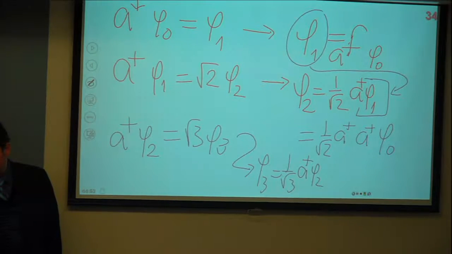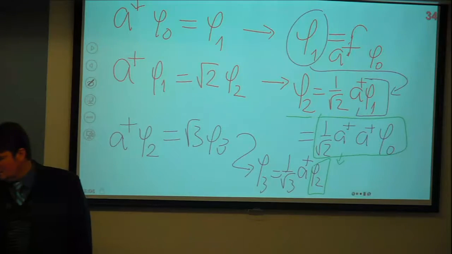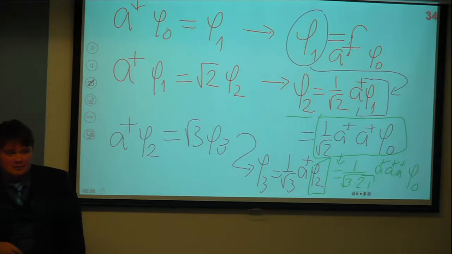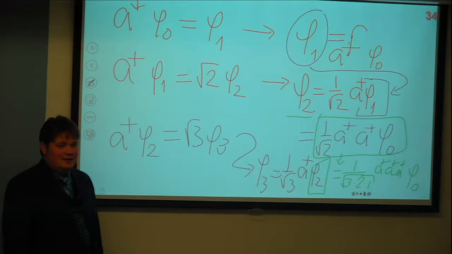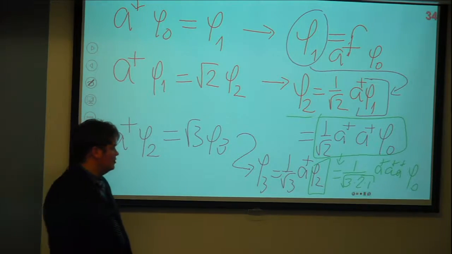But what is phi 2? This is what we defined here. So we can plug this expression into here. So it will be 1 over square root of 3, square root of 2, and actually square root of 1, multiplied by a-dagger applied to phi naught. So a-dagger is just a raising operator.